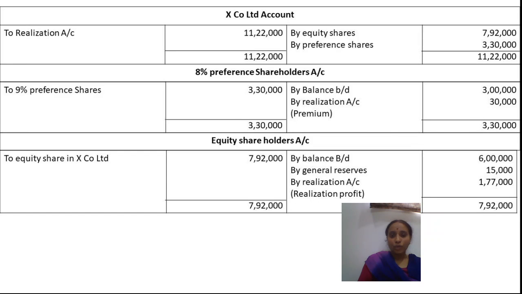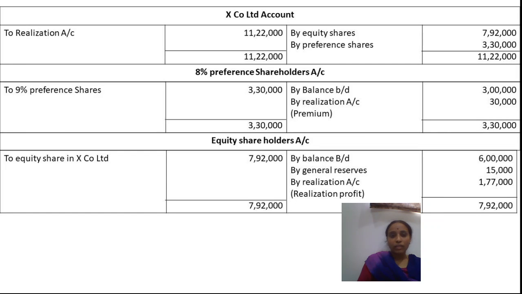Next is the preference shareholders account, which we are going to prepare in the books of Y Company. To 9% preference shares, that means X Company is going to provide 9% preference shares. How much? 3 lakh 30,000. By balance brought down, that is 3 lakh, which is there in the Y Company Limited realization account, and the premium amount is 30,000. So 3 lakh 30,000.